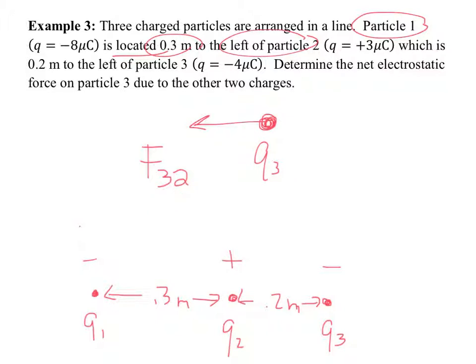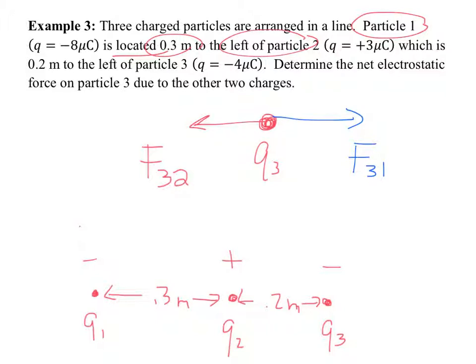If that is true, somebody tell me something about the other particle that affects particle 3. Marianne? Particle 1 repels it, or pushes. And look, make sense of this. This is negative. This is negative. So these two, here and here, they want to push each other apart. So Q3 feels a push this way from Q1. So we'll draw an arrow to the right, showing that it feels a push to the right on particle 3 from particle 1.